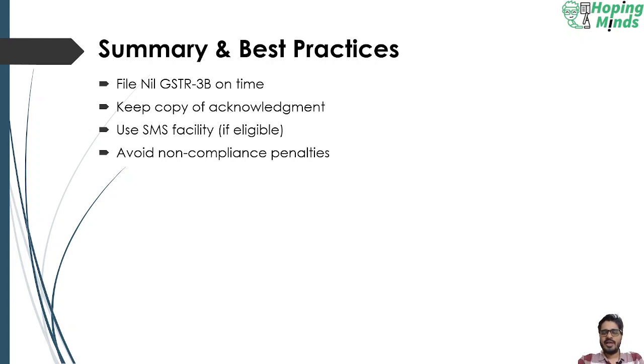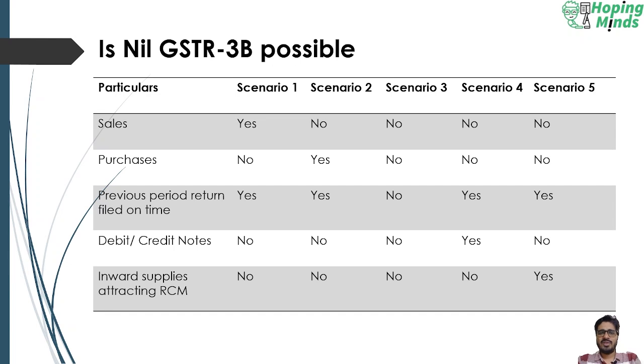So let us take a few scenarios to understand if filing of GSTR-3B nil return is possible under such scenarios or not. Here are a few scenarios. Let us examine each of these. In the first scenario, we have sales data, yes. No purchases. Previous period return filed on time, yes. Debit notes, credit notes during the reported period, no. And inward supplies attracting RCM, no. So will it be possible to file a nil GSTR-3B return?